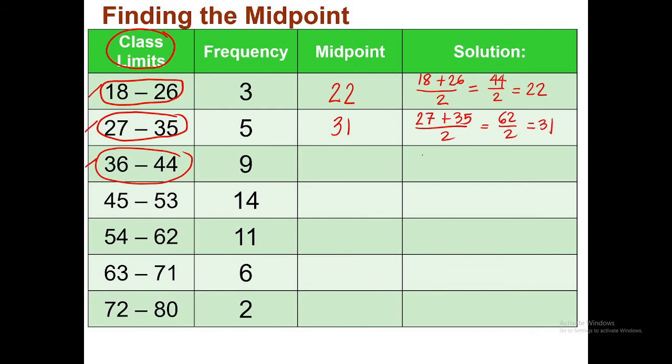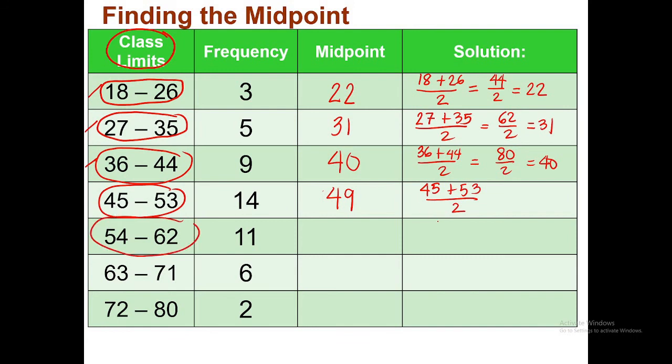Okay? Now let's go on with the computation. 36 plus 44 divided by 2 will give you, okay, that's 80 over 2, that's 40, correct. What about this class over here? How much? 49 over 2. And what about this one? What is our midpoint? How much? 58.